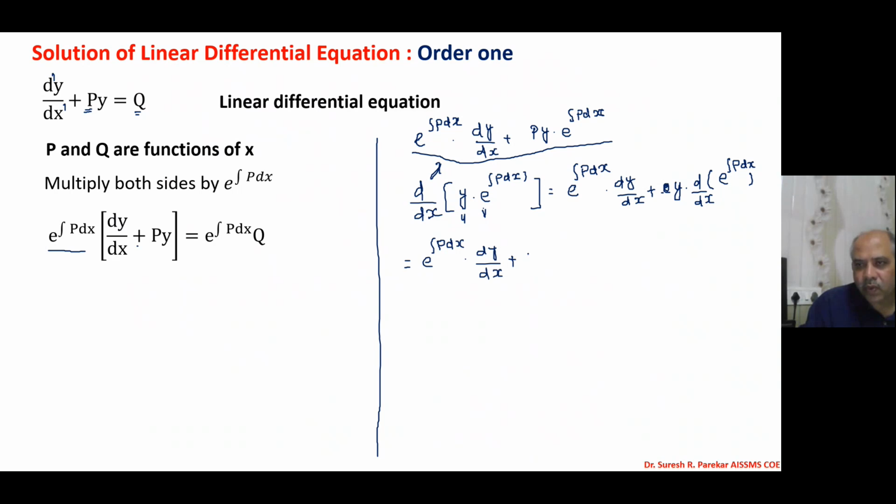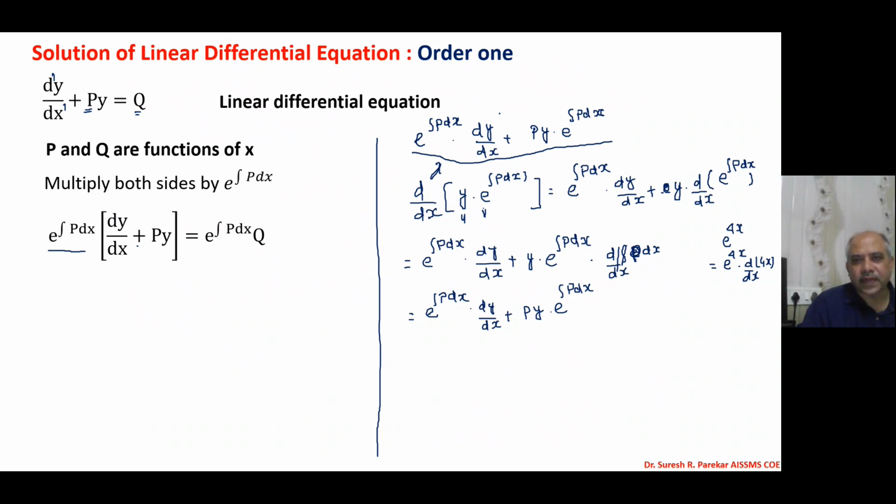So we can have e integration p dx into dy by dx plus y into the derivative of this, which will be e to the power as it is, into d by dx of integration p dx, because if we have e to the power 4x and we find its derivative, it is e to the power 4x into d by dx of that power 4x. And therefore d by dx of integration of p into dx. Now this integration and derivative get cancelled, and we will get e integration p dx into dy by dx plus p into y into e integration p dx.